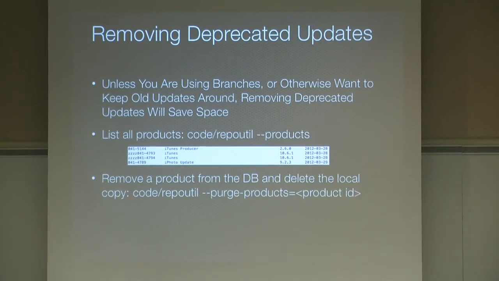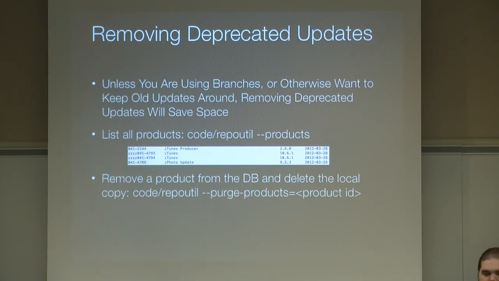Basically, when you want to handle the repository for Reposado, it's this repo util command. And that basically does all the functionality for your actual repo. In this case, the purge products, this will actually go through and remove it from the database, but then also delete the actual update on the file system.